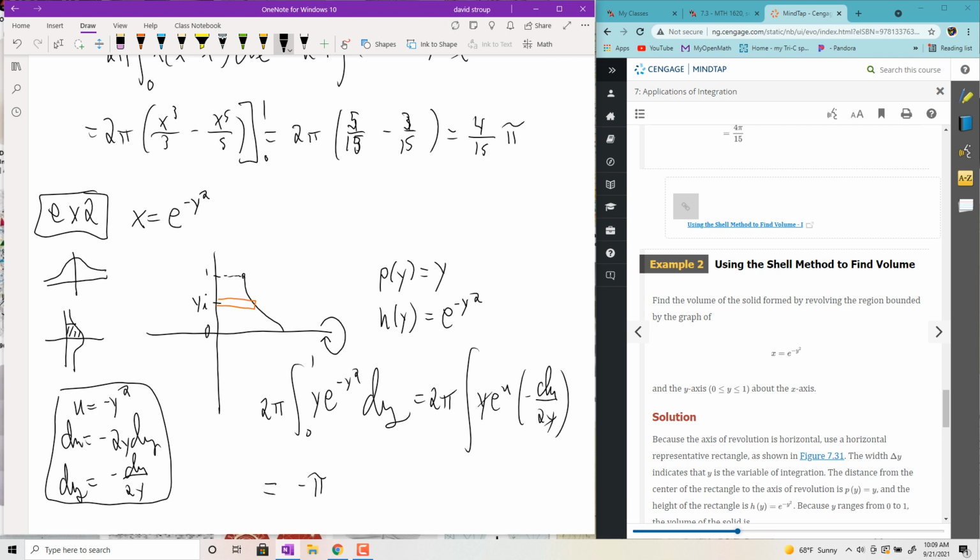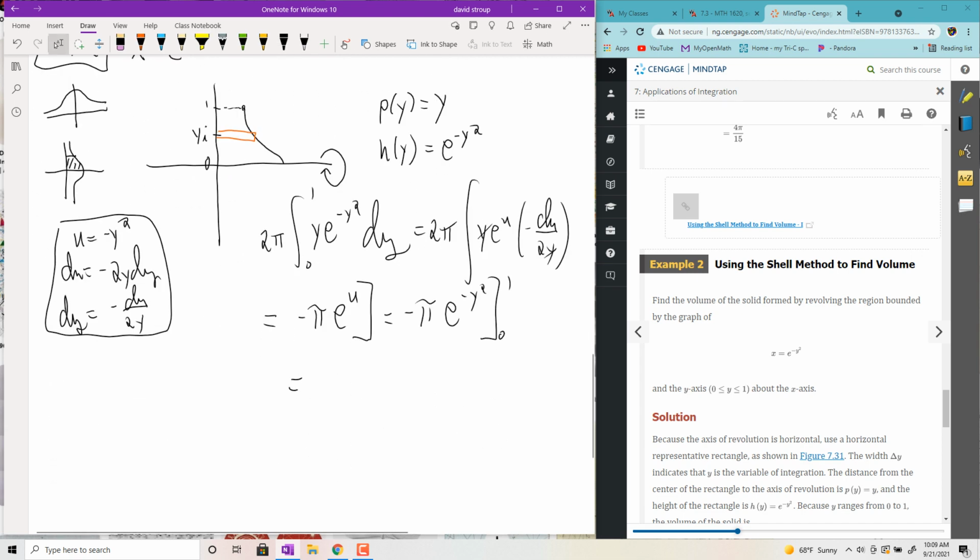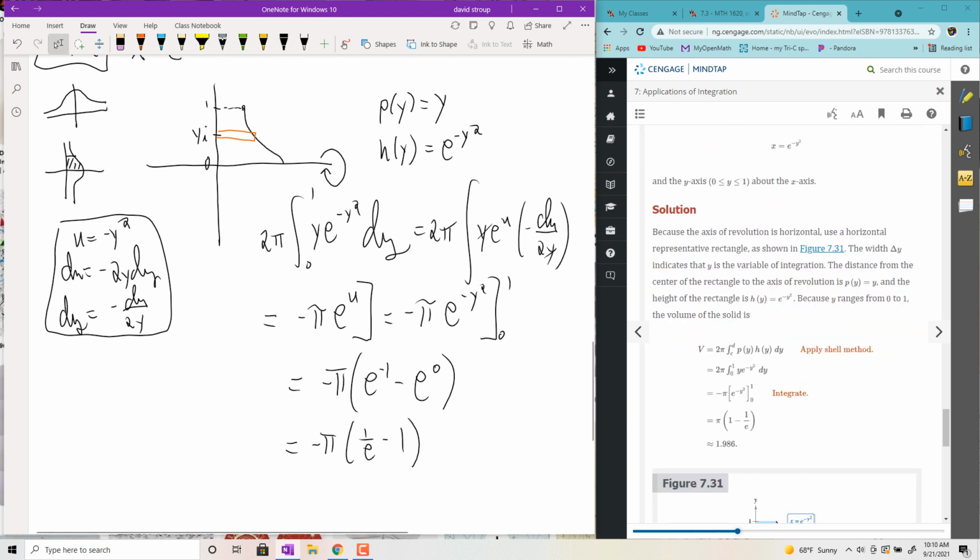The integral of e to the u is just e to the u, so you can dispense with those pleasantries. You have the back sub, so e to the negative y squared from 0 to 1. Then plugging in the limits, e to the negative 1 minus e to the 0. So you're going to get negative pi times 1 over e minus 1. Yeah, so that would be your answer.